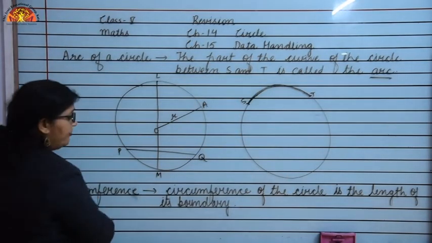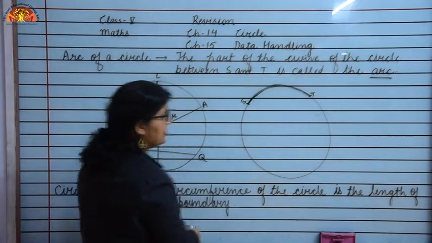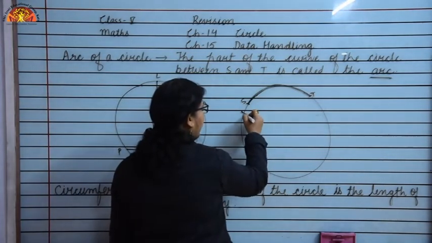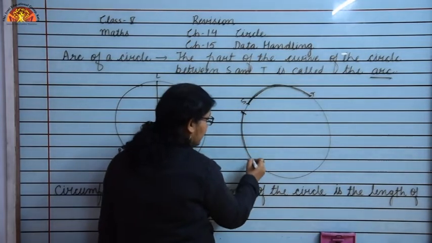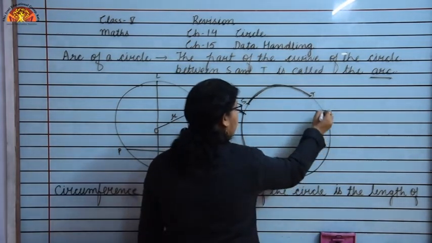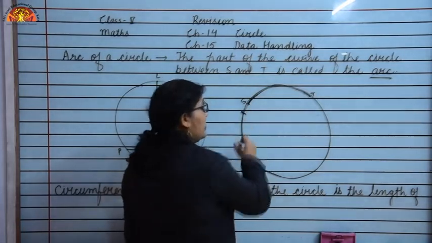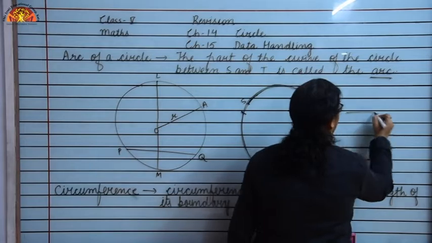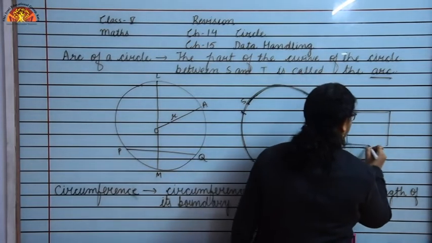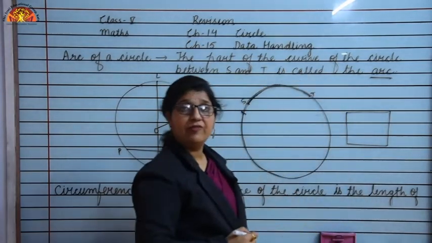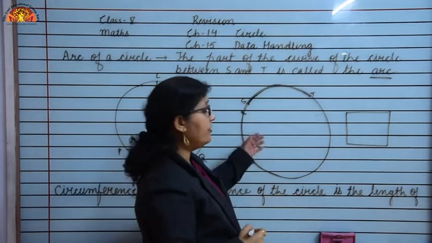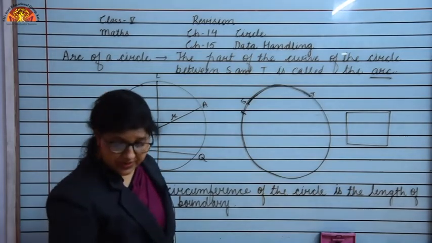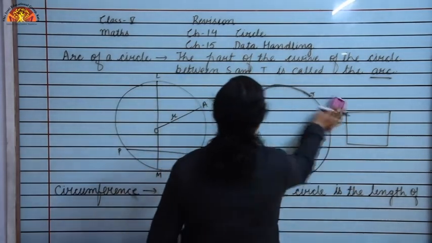Now students, the circumference of the circle is the length of its boundary. We take any point here and this is the length of the boundary. So this is called circumference, and circumference is called the perimeter of the circle because in a polygon, the length of the boundary of the polygon is called perimeter. So circumference is also the perimeter of the circle. Understood?